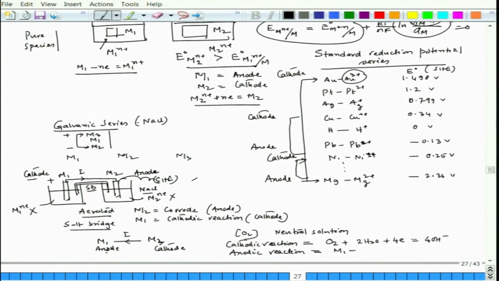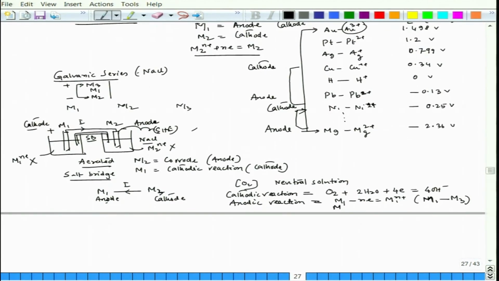M1 minus Ne equal to M1 n plus, sorry, it should be M2, okay. Even if it is M1, no problem. In that case, this is joined M1 and M3, because M3 is acting like cathode, and another anodic reaction would be M2 minus ne equal to M2 n plus. Let us make a generalized statement, n number of electrons are associated.